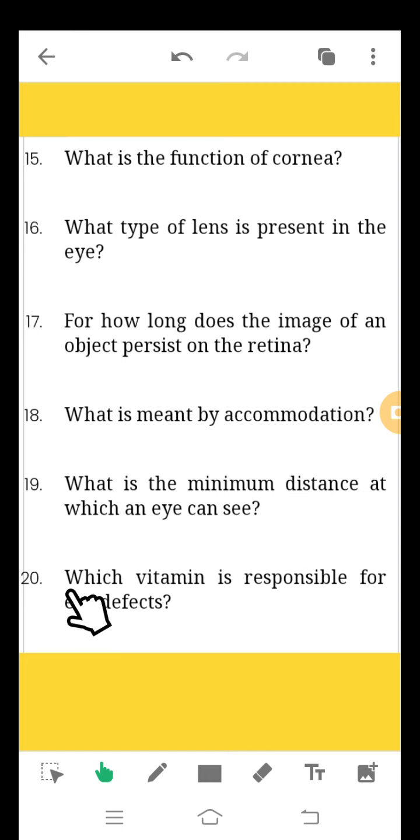Question 20. Which vitamin is responsible for eye defect? You all know which vitamin is important for good vision? Correct. It is vitamin A. So deficiency of vitamin A can cause eye defects.